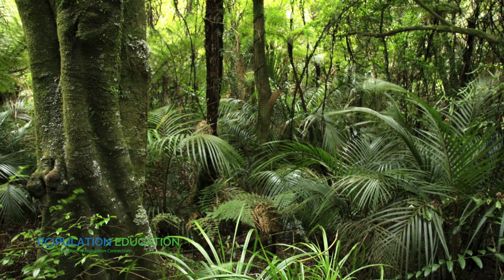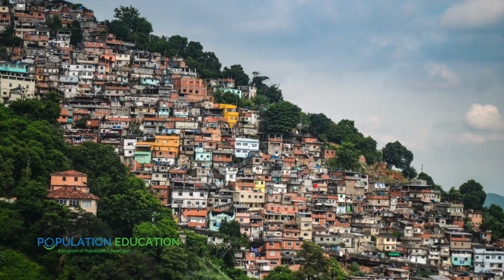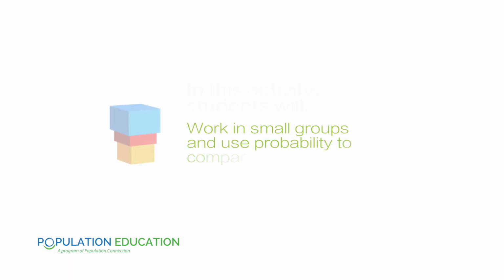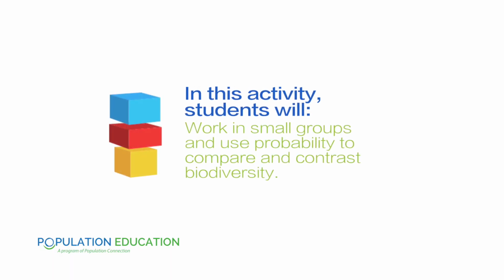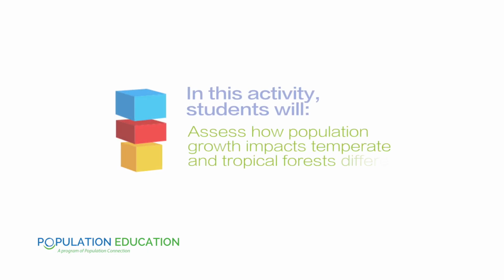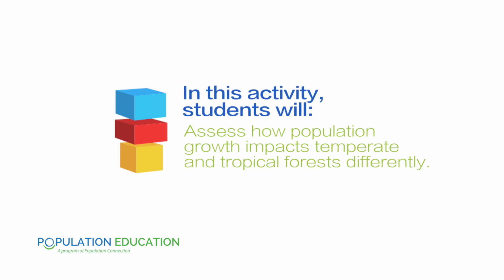plan focusing on biodiversity. Tropical forests are some of the most biodiverse places on the planet. Many are located in areas that are experiencing high population growth rates. In World of Difference, students work in small groups and first use probabilities to compare and contrast biodiversity in a temperate forest with a tropical forest. Then, students will assess how human population growth impacts temperate and tropical forests differently.